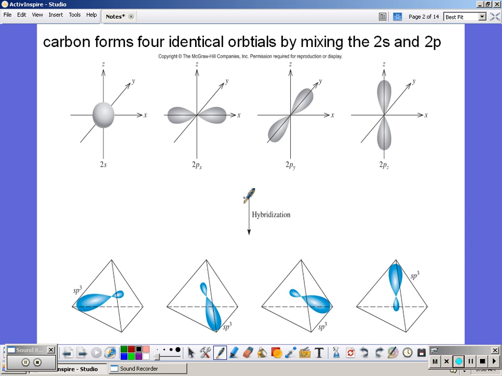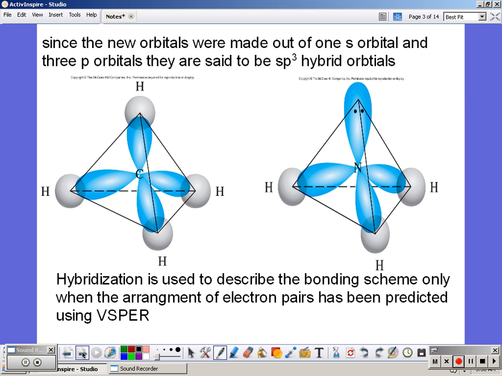So we need to combine these to form the same type of orbital. Down here in blue you can see the s and the p mixing together and forming these hybrid sp3 orbitals. Since the new orbitals are made out of one s and three p orbitals, they're said to be sp3 hybrid orbitals.